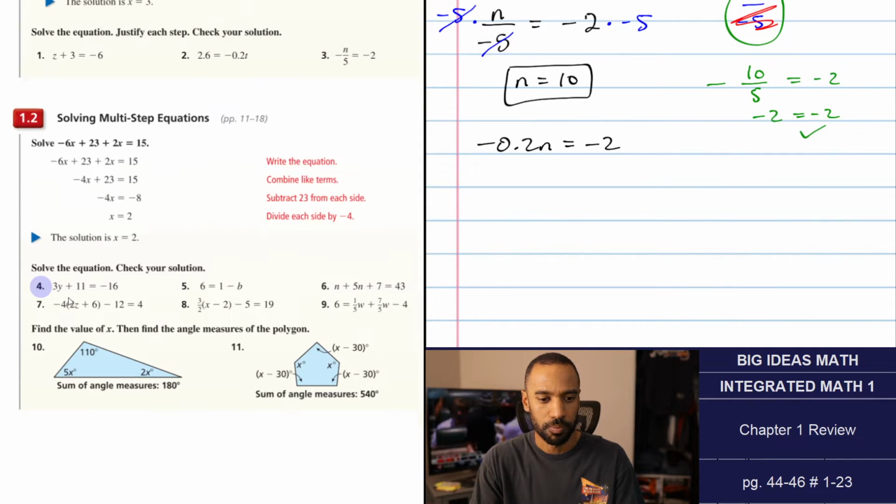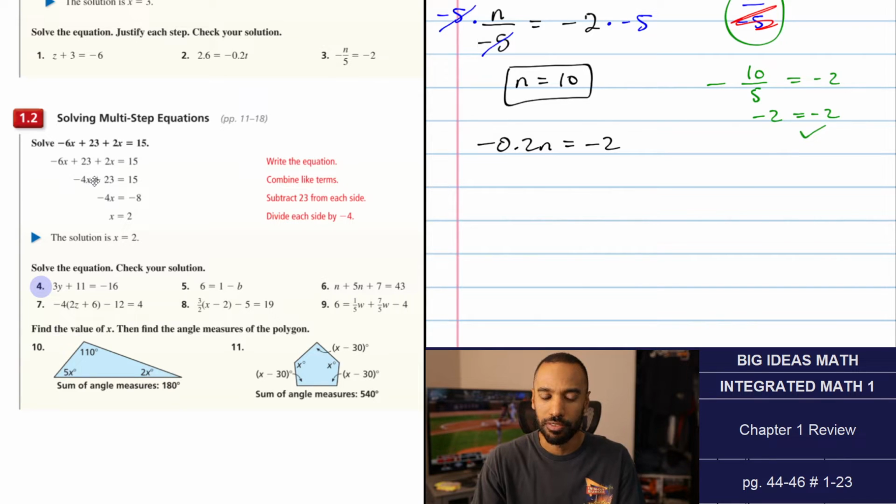Before we hit problems 4 through 11, let's take a look at this example. 1.2 is on solving multi-step equations. Now, a multi-step equation just so happens to be more than one step for different reasons. In this example, they simplify the left side of this equation before they do any solving tactics like you saw in the one-step equation setup.